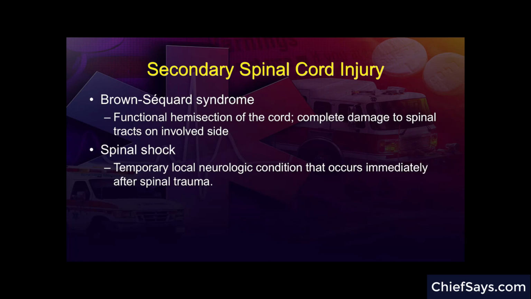Brown-Séquard syndrome is an additional type of spinal cord injury. Instead of describing anterior, posterior, or central cord, as we have up to this point, this describes an injury to one side of the cord or the other. I do have a diagram I'll show in a few slides, but first let's describe this. Brown-Séquard syndrome is going to be the functional hemisection of the cord, one side versus the other, and can cause complete damage to the spinal tracts involved on that side. And remember, if we're talking about one side, that will have with it both descending and ascending tracts, so it will impact sensory and motor function as a result.